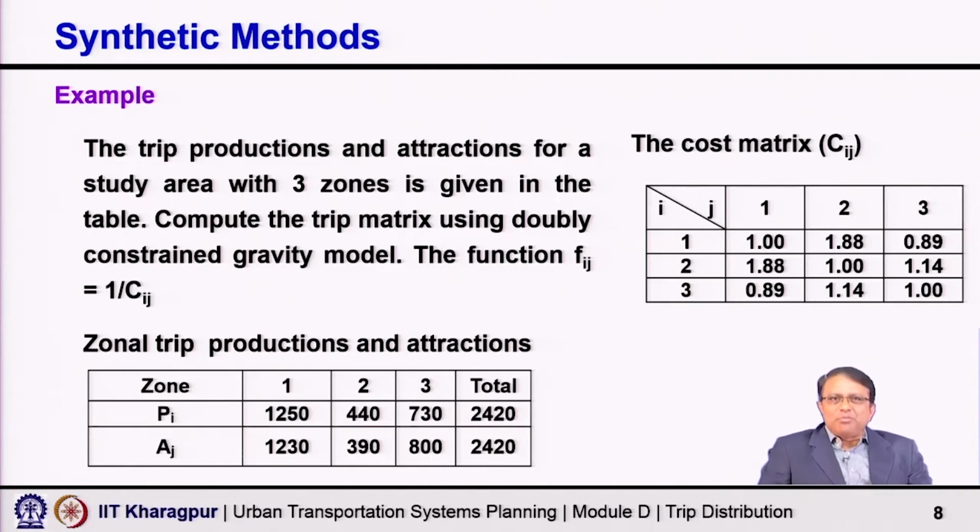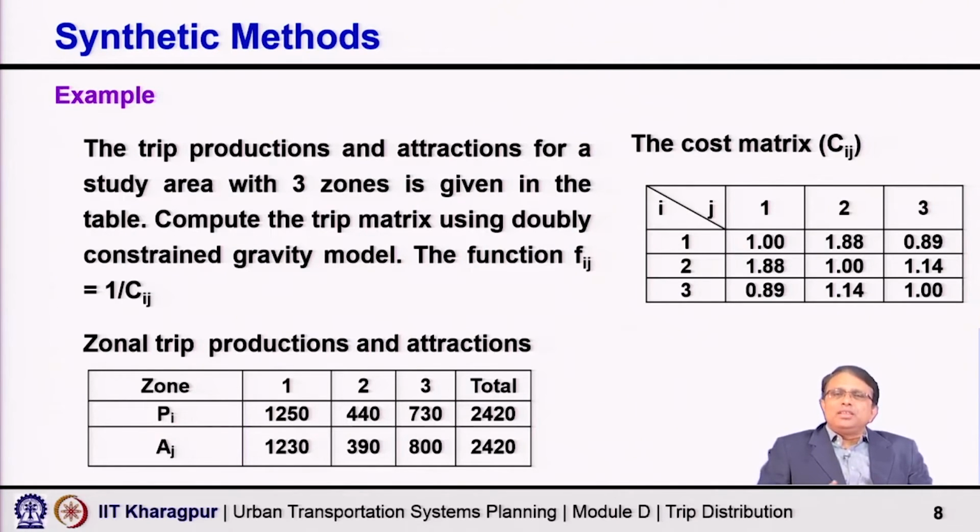Now, let me take an example where I have only 3 zones, again a classroom example. The productions and attractions are given and you can see they are matching. The total productions from the study area is 2420, total attraction is also 2420. So, they are matching closely, there is no issue in that.